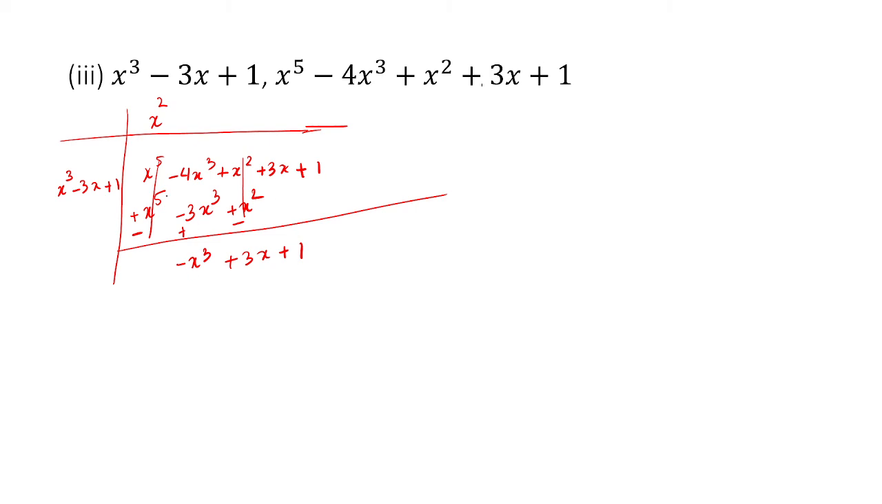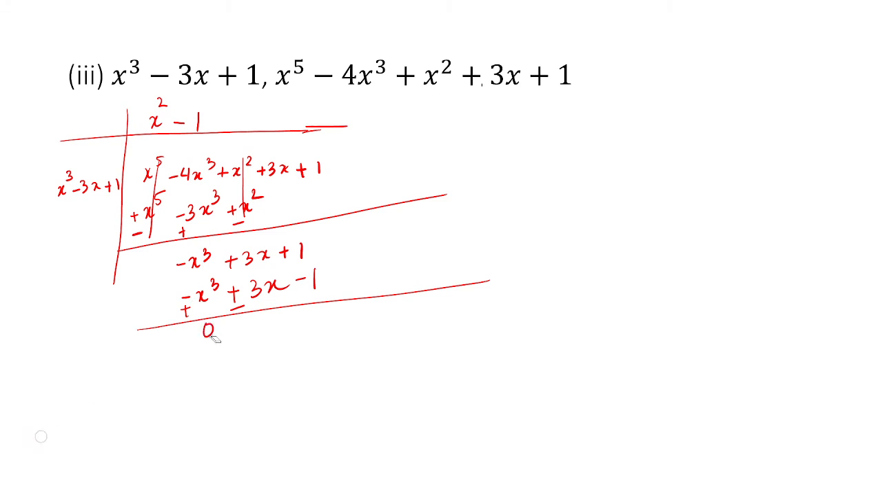What should you multiply x cubed with in order to get minus x cubed? Be very careful with that. You should multiply with minus 1, right? So x cubed into minus 1 becomes minus x cubed, and be very careful with the sign over here. Minus into minus becomes plus. 3x into 1 becomes 3x. Plus 1 into minus 1, plus into minus becomes minus. 1 into 1 becomes 1. So this will become plus, this will become minus. So minus x cubed plus x cubed is 0.